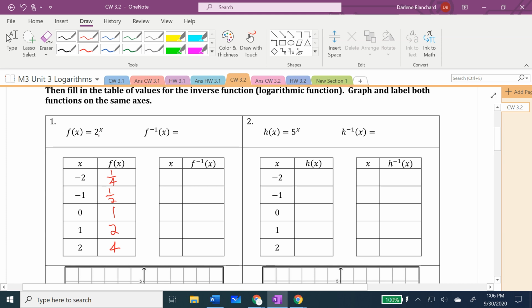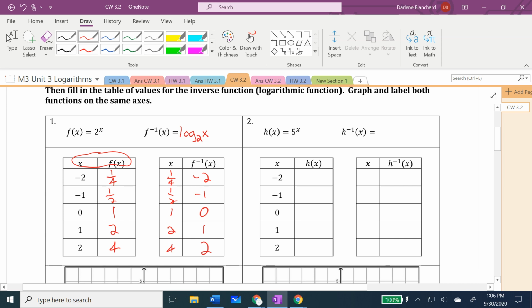For the inverse function, if my function is 2 to the power of x, then when I write the inverse, it's log subscript 2, and then back to the same line as log, the input for variable x. And all you're going to do is take these x's and y's and swap places. So you have 1/4, negative 2, 1/2, negative 1, 1, 0.